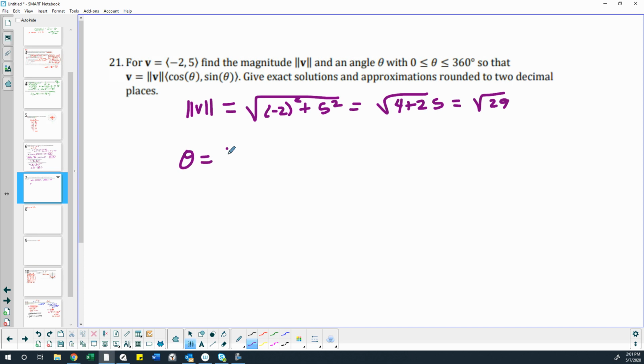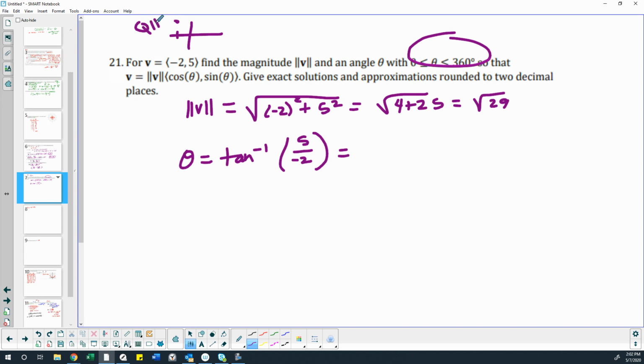So the angle is the inverse tangent of 5 over -2. And it said to go ahead and find our angle from 0 to 360. Don't forget to graph it so that you see it's in quadrant 2. Boy, they keep doing that, where the angle is in quadrant 2, but tangent gives us a quadrant 4 angle, and then we have to add 180 to it.